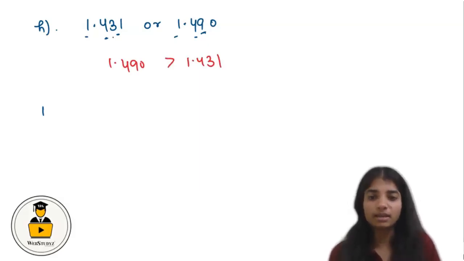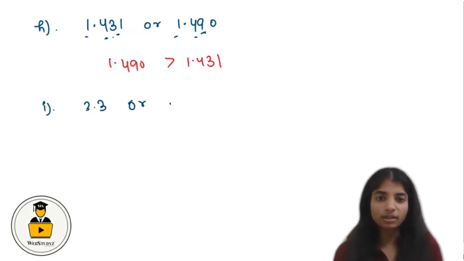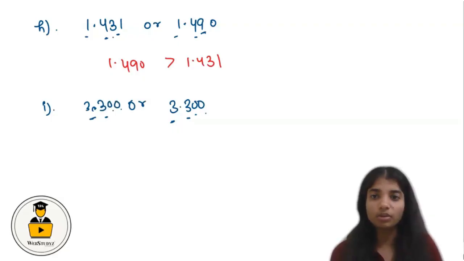Now let's move to part I. 3.3 or 3.300. Look, 3 is here, 3 is here. Both are equal. Then after the decimal, it's 3 here and it's also 3 here. Then both are equal. Now here there is nothing given and here we are given 2 zeros. And we know that zeros after the decimal have no significance. So we can add as many zeros as we want. So we can say that both the numbers are equal. So from here we can say that 3.3 is equal to 3.300. So this is the answer to part I of the question.